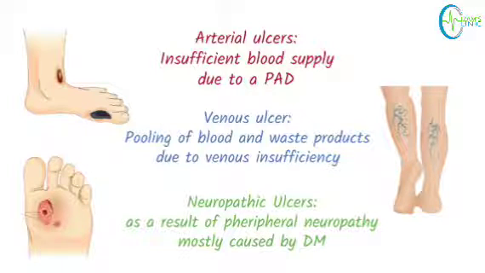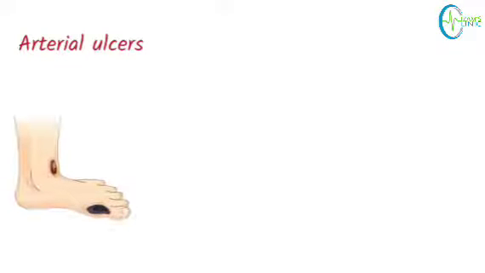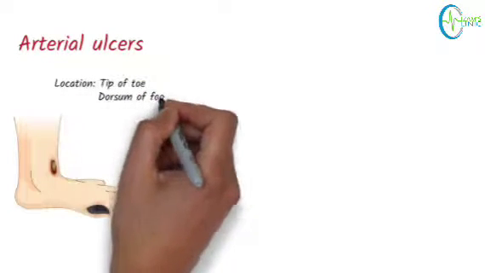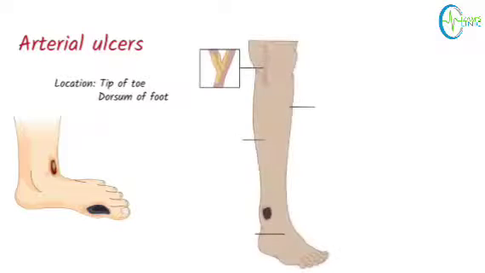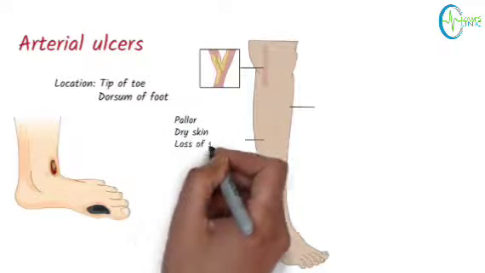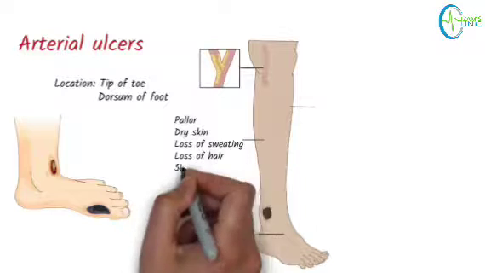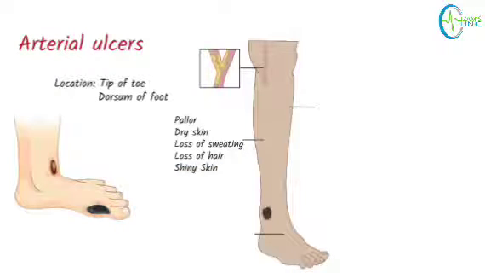There are several key features that can help distinguish arterial, venous, and neuropathic ulcers. Arterial ulcers are typically seen distally at the tip of the toes or the dorsum of the foot. The skin changes are pallor, dry skin, loss of sweating, loss of hair, and shiny skin. In arterial ulcers, there will be absent pulses, and the skin will be cold to touch because of the lack of blood supply.